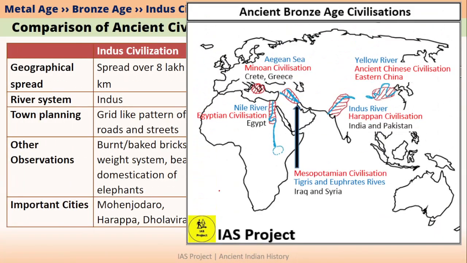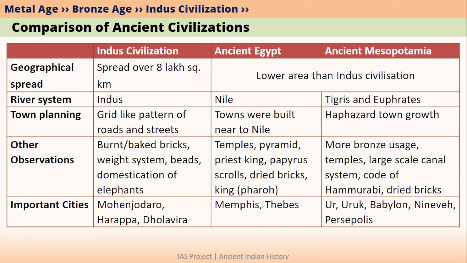Let's look at these five civilizations on a map. We can see Indus Civilization or Harappan civilization over here, whereas Mesopotamian civilization is located here and Egyptian civilization is located in Egypt here. Ancient Chinese civilization mainly developed along the Yellow River, whereas Minoan civilization, which can also be called Crete civilization, developed in Greece. And unlike the other four civilizations, Minoan civilization mainly developed around Aegean Sea. So this is about the five ancient Bronze Age civilizations. Now let's go back to the comparison.